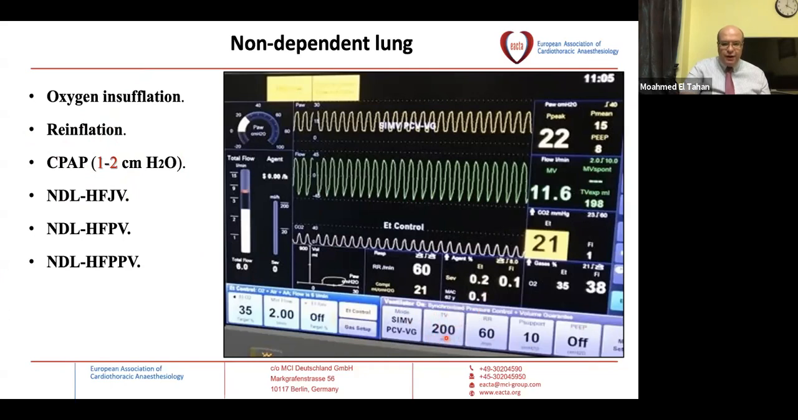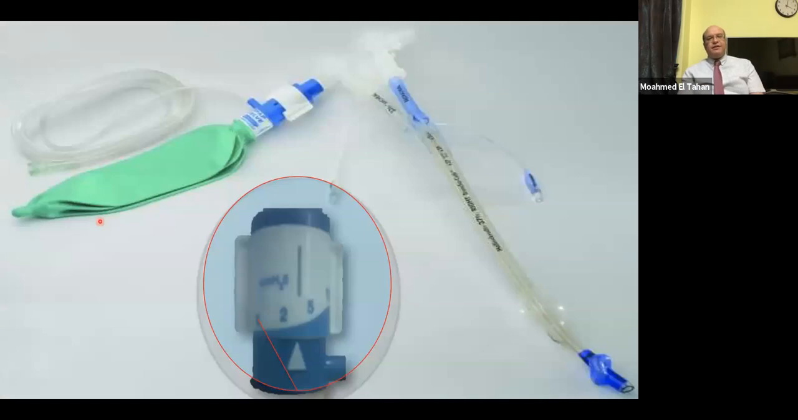Apneic oxygenation with high frequency positive-pressure ventilation: just shift your ventilator to pediatric mode and use a tidal volume of 2 to 3 ml per kg. You can read here 200. Keep the frequency of 60, 0 PEEP, and I:E ratio 1 to 3.5 or 1 to 4.5. It's called high frequency positive-pressure ventilation. Another option, if you have the machines, is non-dependent lung high frequency jet ventilation or high frequency percussive ventilation. This is the CPAP circuit. It is attached to the non-ventilated lung, and you can adjust the level of CPAP here.